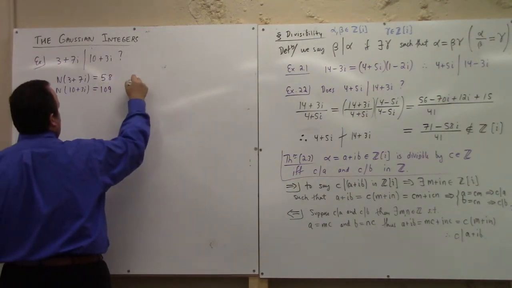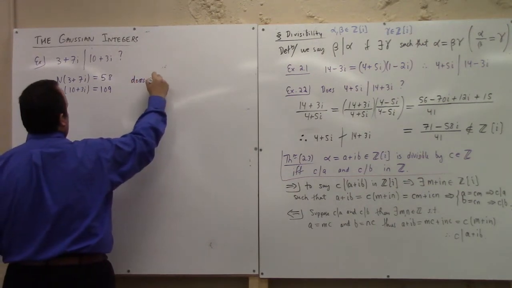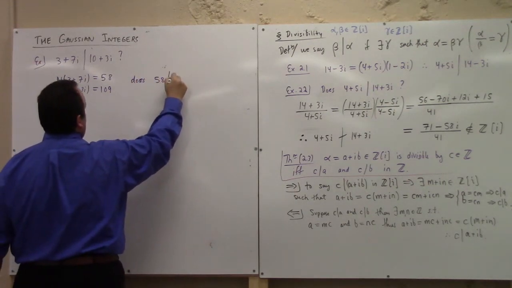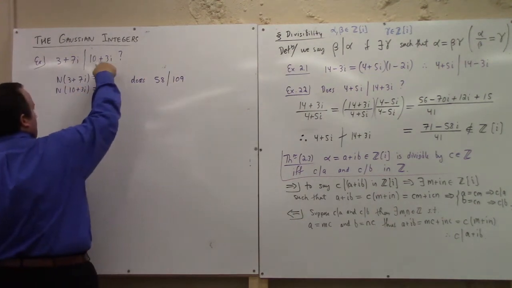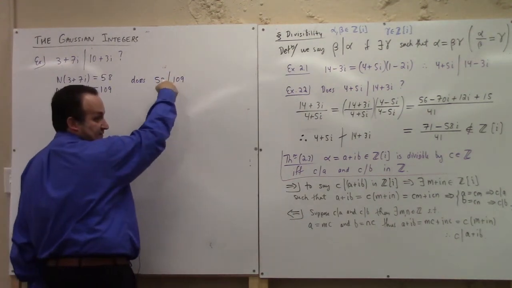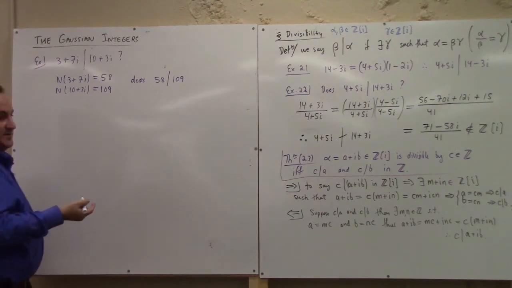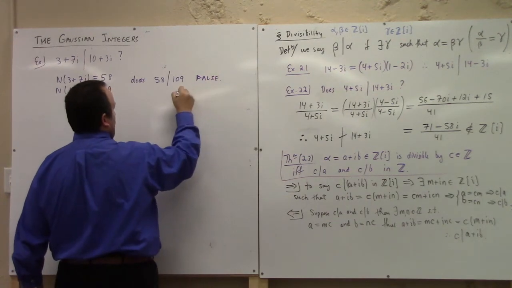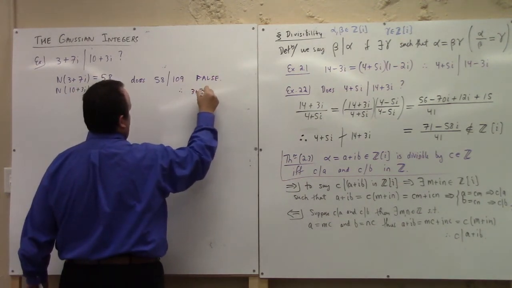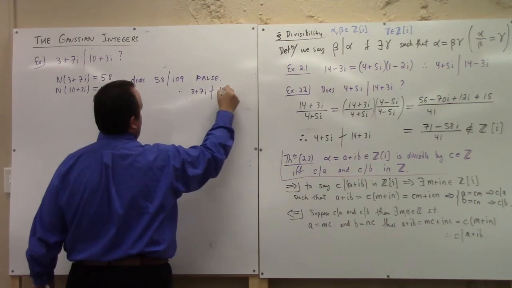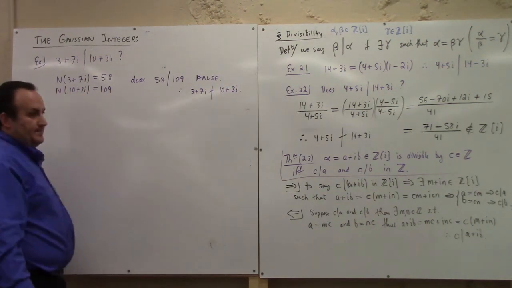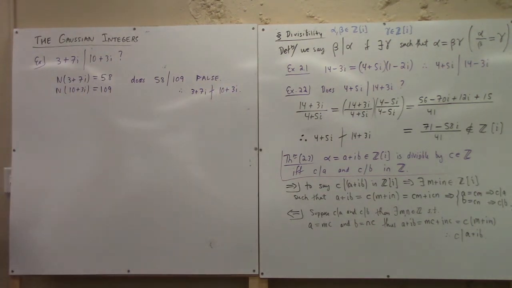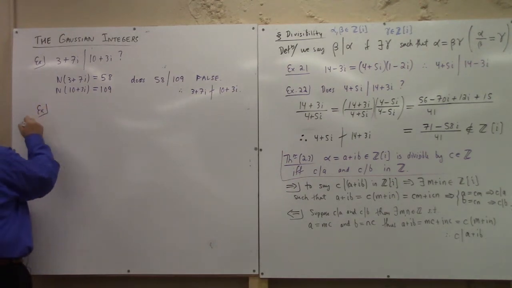So the question is, does 58 divide 109? Because if this was true, this is a necessary implication of it. But this is false, right? Therefore, 3 plus 7i does not divide 10 plus 3i. All right. Of course, the converse is false. So here's an example of how the converse is false.